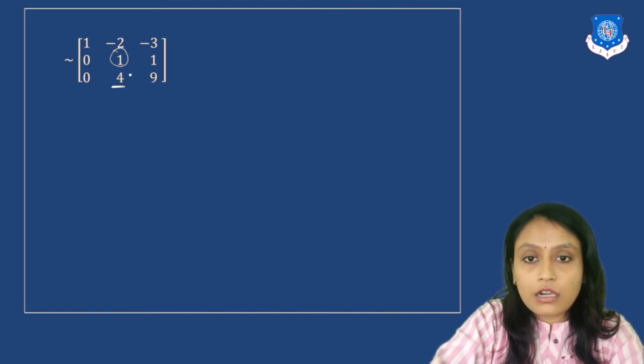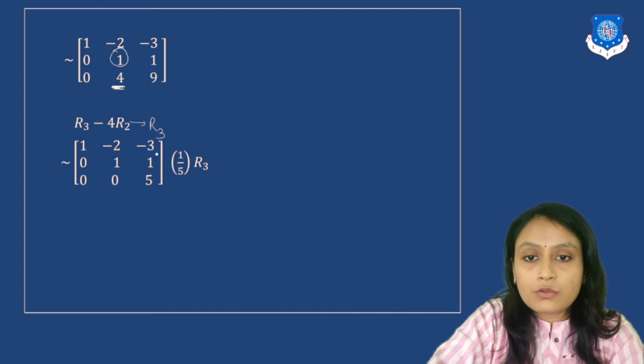Okay, so this is the third row. So we will write the operation as R3. Here we have plus 4. So write down minus 4. Leading 1 is in the second row. So we will write R2 and we will make the changes in third row. Okay, so you will get 1 minus 2 minus 3, 0, 1, 1. First two rows as it is. And now multiply here by minus 4.